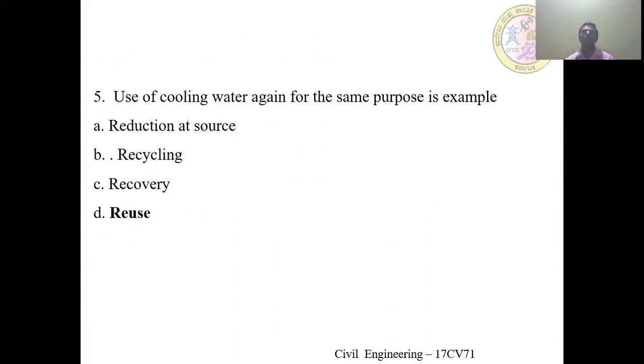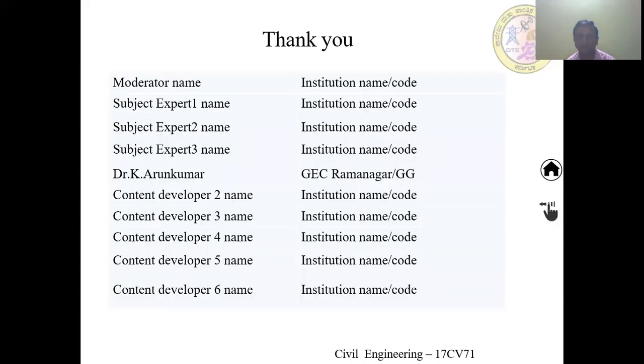The use of cooling water again for the same purpose is an example of reuse. You are going to reuse the wastewater originating from different processes. Okay, thank you.